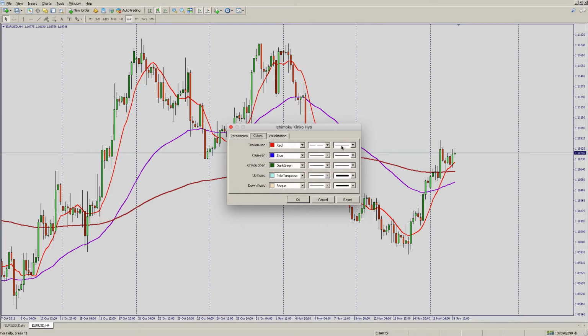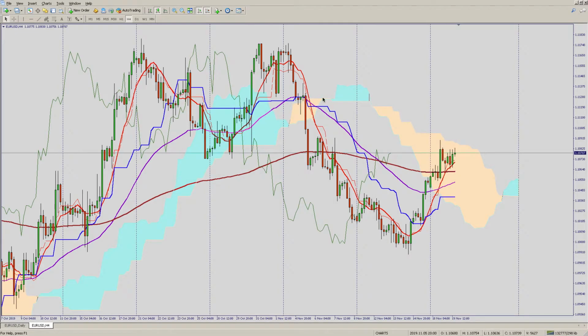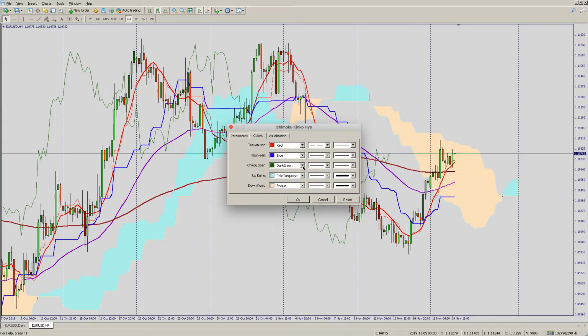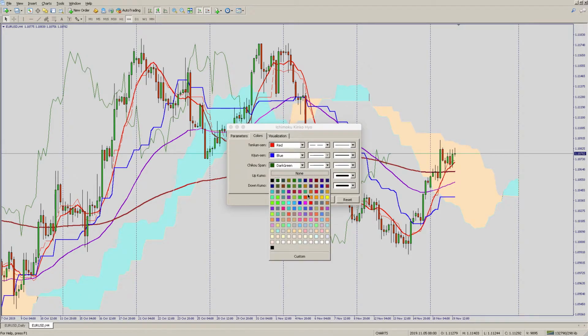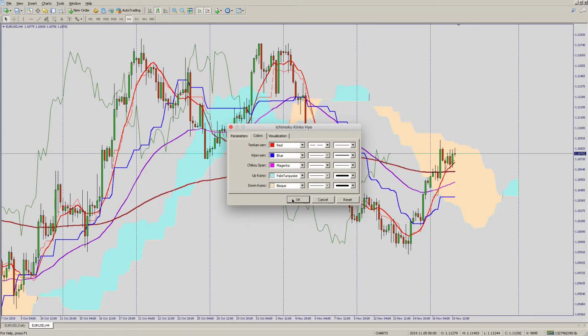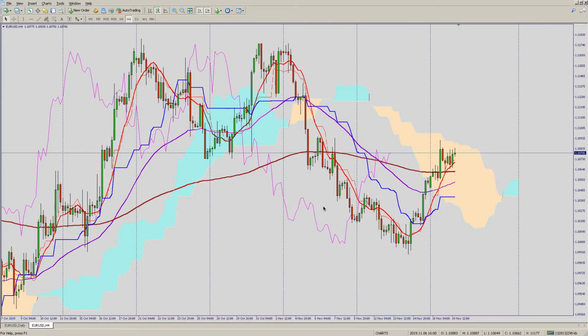Right, we'll leave the colors as they are at the default. The Kumo is up to you. We can set whatever color we prefer, and I prefer a solid body Kumo, which is the cloud. This is the Chikou span in dark green. Just make it purple just to differentiate that.